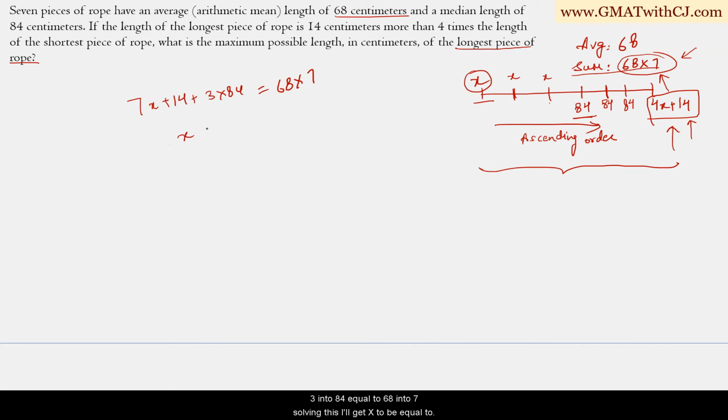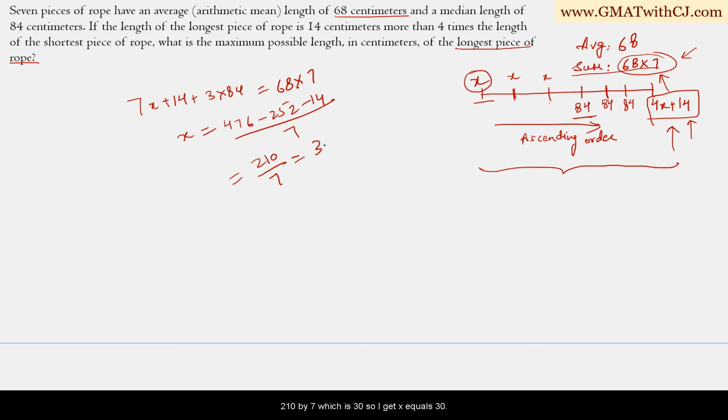Solving this, I'll get x equal to (476 minus 252 minus 14) divided by 7. So I get 210 divided by 7, which is 30. So x equals 30, and so the length of the longest piece of rope is 4 times 30 plus 14, which is 134. So that is the answer.